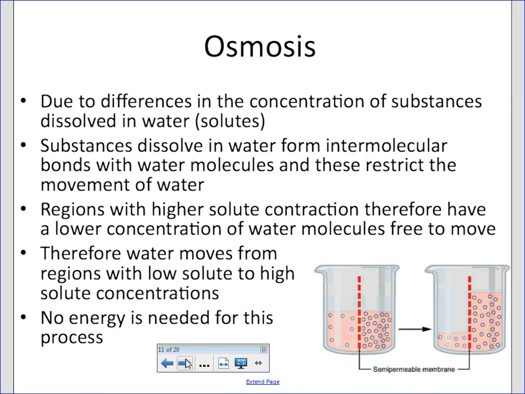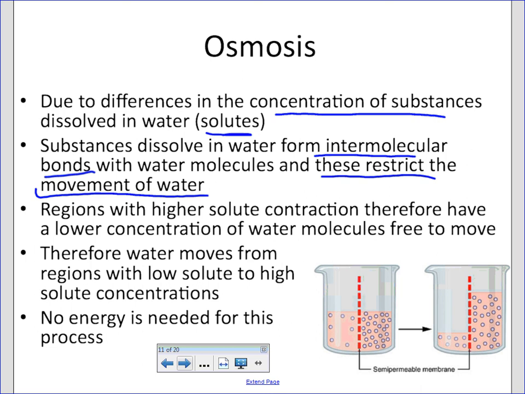So in osmosis, differences in concentration of substances that are dissolved in the water, which we refer to as solutes, will cause that movement of water from one side of the membrane to the other. Substances dissolved in water form intermolecular bonds, meaning they interact with water molecules. And this will essentially restrict the movement of water. The formation of these types of bonds can prevent water from moving from one side to the other.